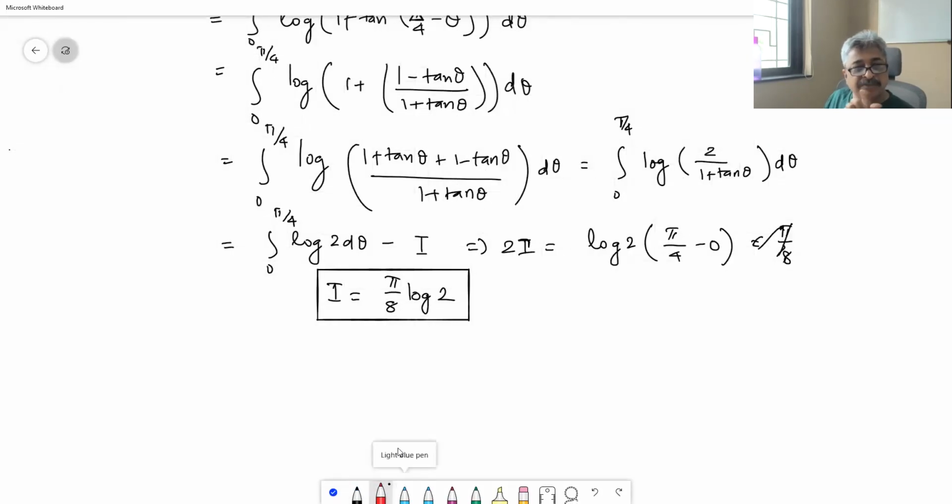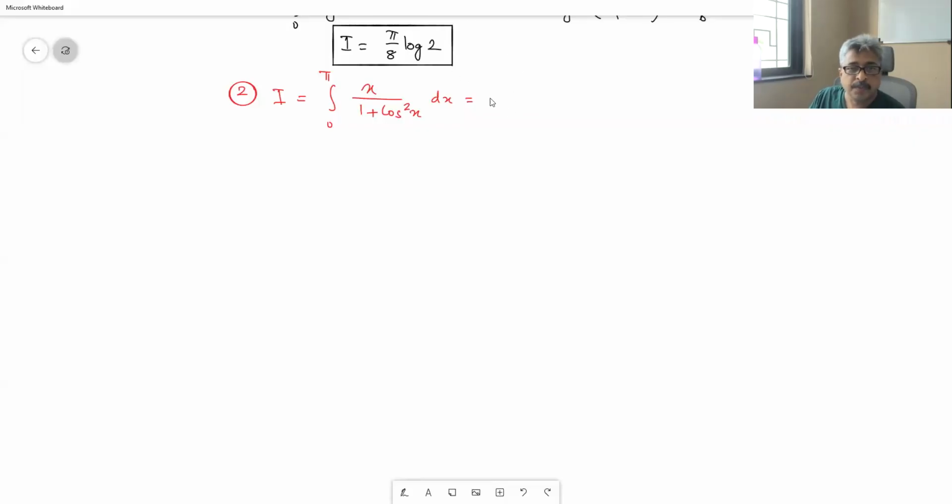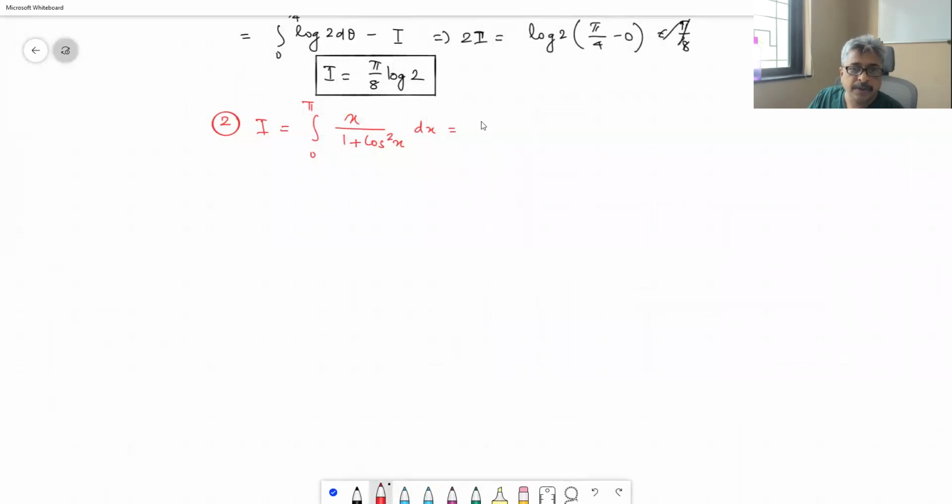Okay, please ask if there is any doubt, otherwise solve this problem. Integral I is equal to integral 0 to pi x upon 1 plus cos square x dx. Using the property we get integral 0 to pi of (pi minus x) upon 1 plus cos square of (pi minus x) dx.